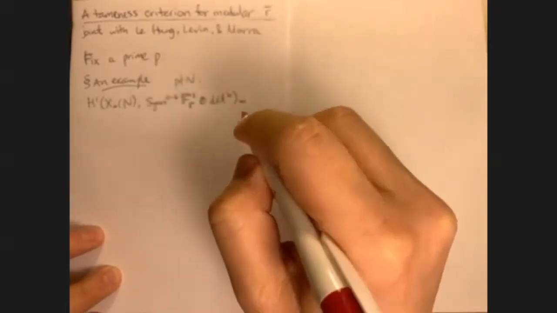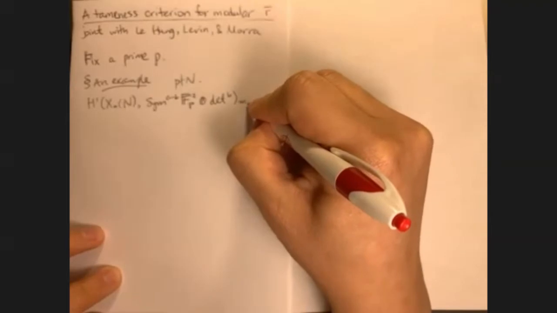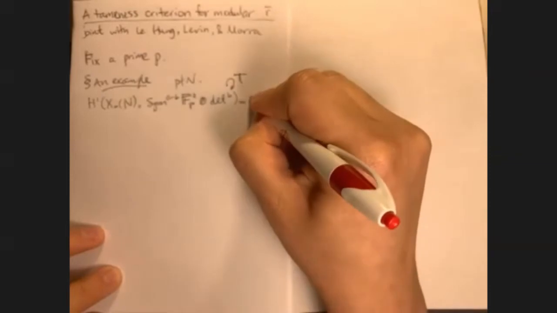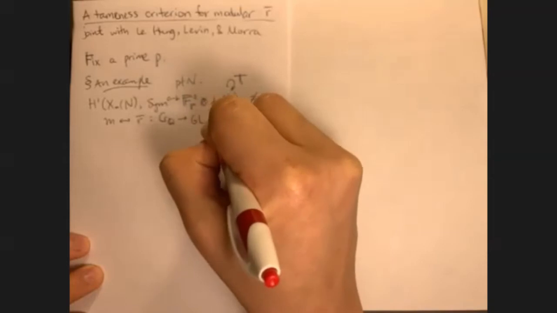And this has an action of the Hecke algebra. So m here is going to be some maximal ideal of the Hecke algebra, and I want to assume that this corresponds to some eigenspace here. In such a situation, to m I can attach a Galois representation, which I'll call R-bar. So it's a two-dimensional mod p Galois representation.